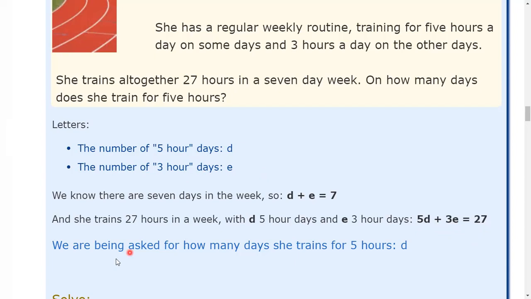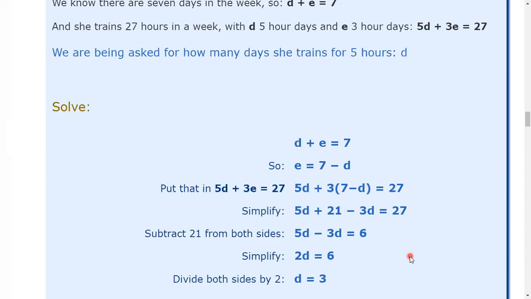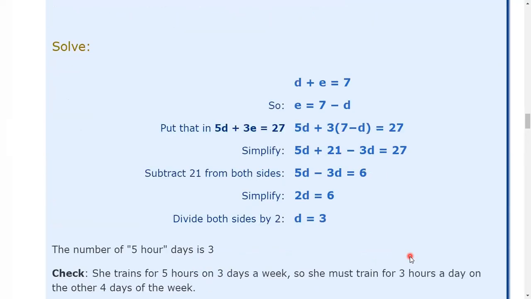Right. So we are being asked what we are looking for. We are being asked for how many days she trains for 5 hours. So that is F. F is D. Okay. So, the solution.